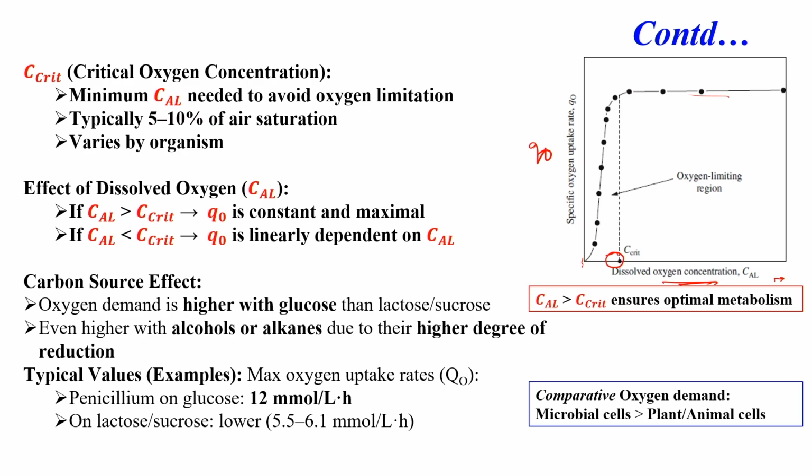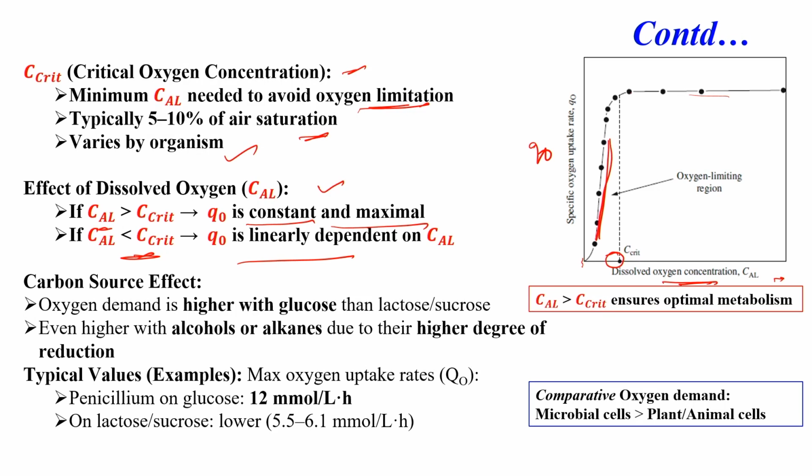So, what it says is that critical oxygen concentration is needed to avoid oxygen limitation, and the typical value is 5 to 10% of air saturation, and further C critical also varies for different organisms. Effect of dissolved oxygen, as you see the x axis is the dissolved oxygen. So, if CAL is greater than C critical, you will see Q naught is constant, and if it is less than C critical, typically it is linear here. You can just see the linear profile.